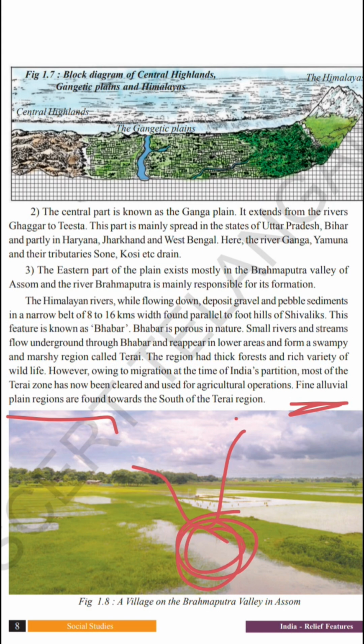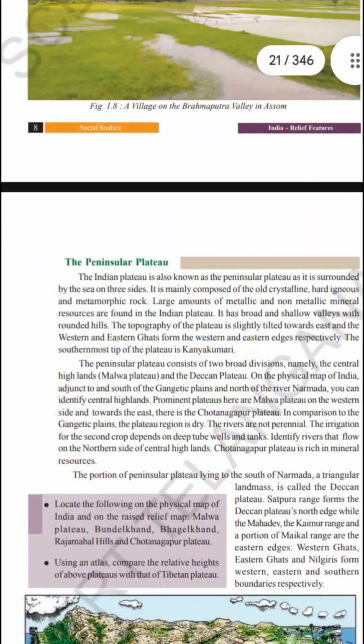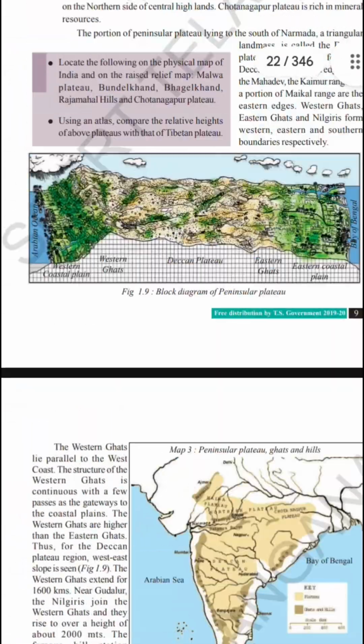So this alluvial is nothing but again a fertile land. Fertile land in the sense it is the land which is very helpful for agriculture. You can grow various crops here. So this is what about Indo-Gangetic plains.